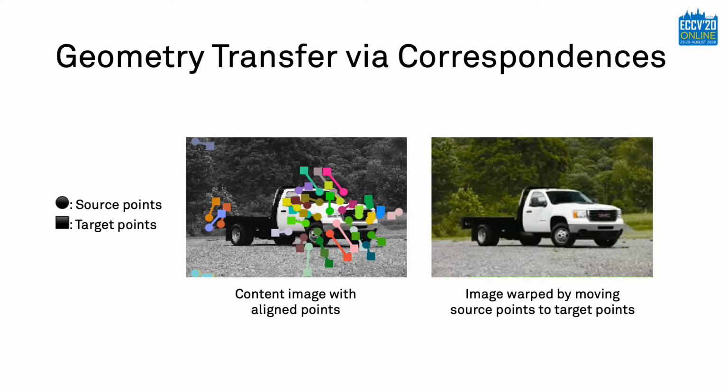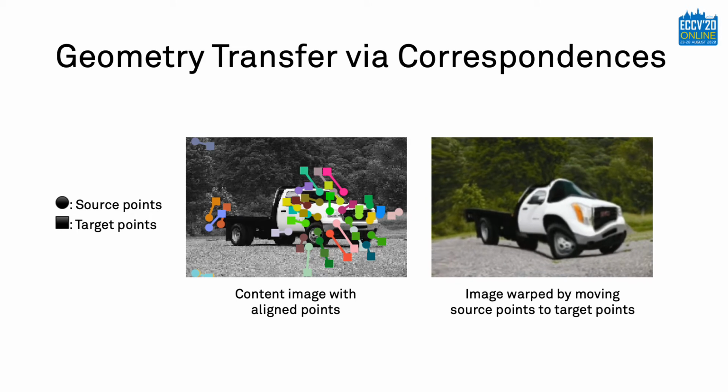Next, we map the key points in the style image onto the content image by finding a similarity transformation that minimizes the squared distance between the two point clusters. We refer to the key points in the content image as the source points, and the corresponding transformed key points from the style image as the target points. Finally, an image can be spatially deformed by moving a set of source points to a set of target points.